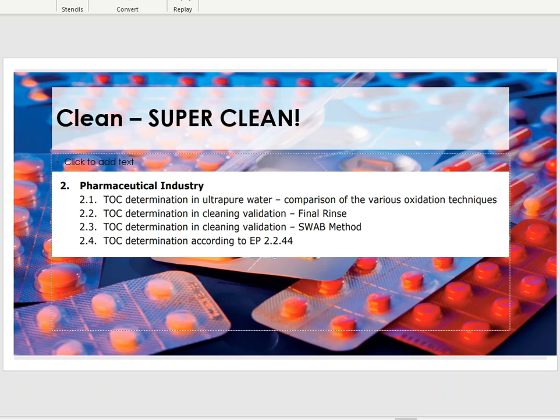2.2 is a cleaning validation for final rinse. 2.3 is a cleaning validation for the swab method. 2.4 is your TOC determination according to what we call EP 2.2.44. So EP is going to be a pharmacopoeia, and you've learned about pharmacopoeias now in this semester. And the United States has their pharmacopoeia, USP. That's why the US is there in front. But we've also discussed a little bit about these other countries that also have their own pharmacopoeias as well.